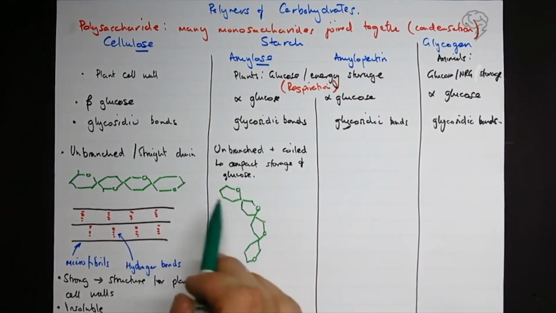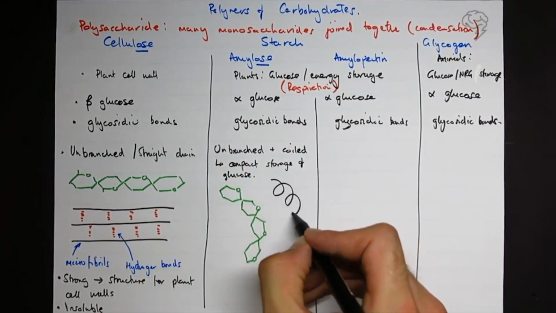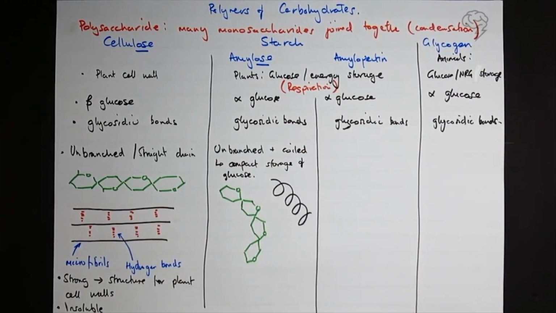We end up with this non-straight angle. So if I were to draw that, it's going to start like this, and it's going to coil, if we drew a much longer molecule. Now, this is something we can test for, and I'm going to explain about the test just at the end. It's very simple, a test for starch.